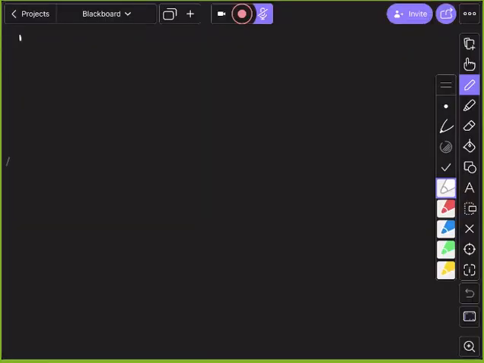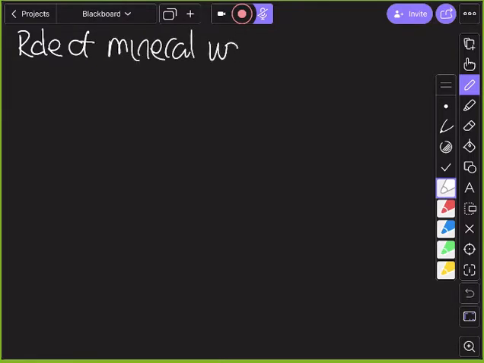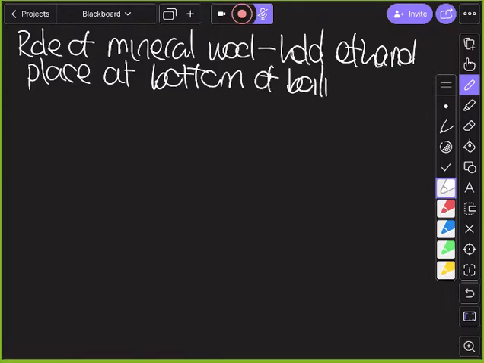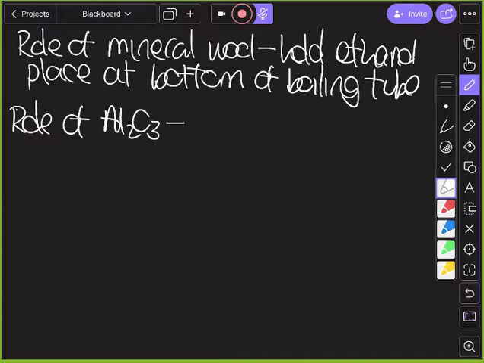Okay, so we have said the role of the mineral wool is going to be to hold your ethanol in place. Because if that is wet and if it gets on your catalyst, it's not going to work very well. It's one of the reasons why we do this as a demo, because it's hard to set up. So the aluminium oxide, it's both a catalyst and a dehydrating agent.